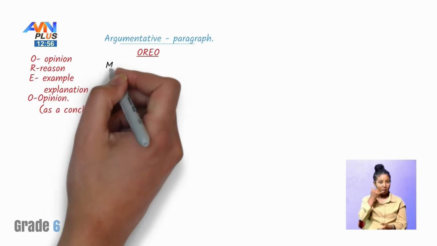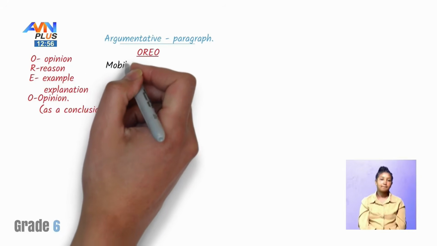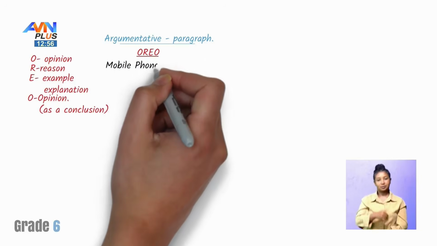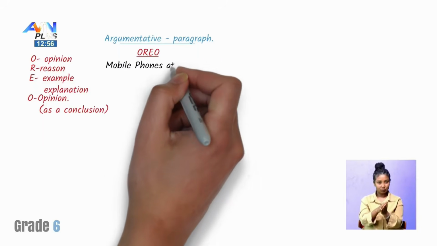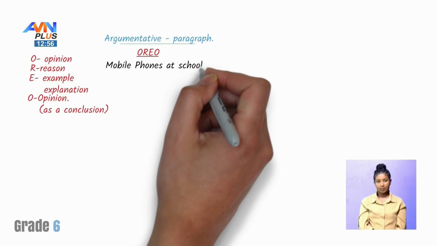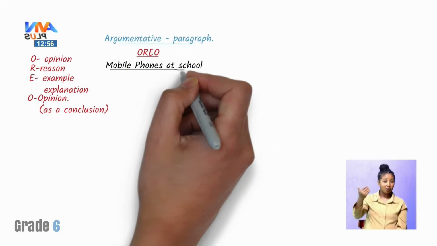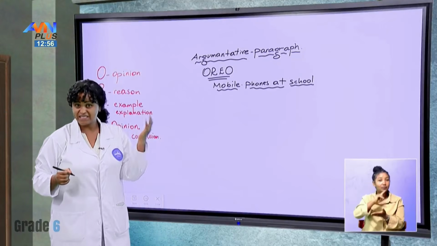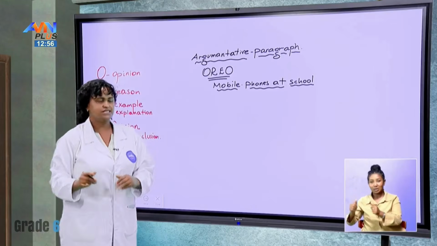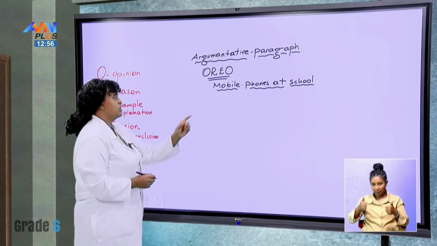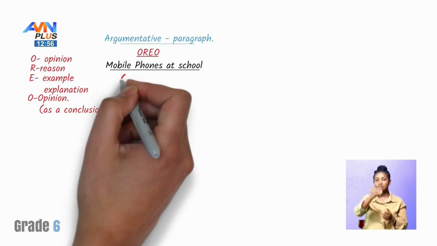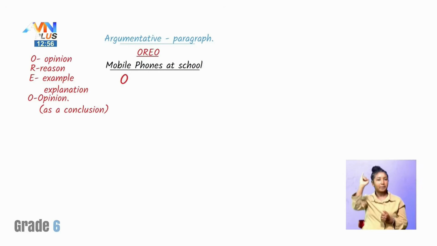Mobile phones at school. On our last program, if you remember, we said that mobile phones are distractors. They are not advised to be used by students at school unless the teacher recommends. So, let us use this part under O. That's our opinion.